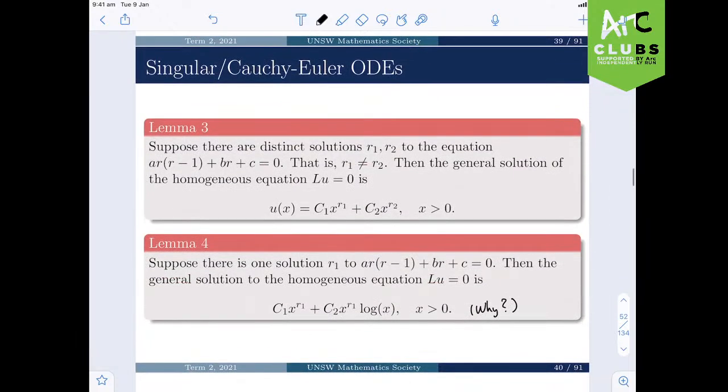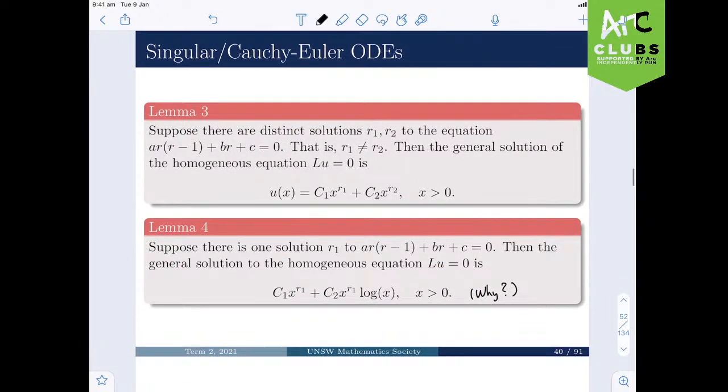So we have these lemmas. Suppose there are distinct solutions R1 and R2 to the indicial equation ar(r minus 1) plus br plus c equals 0. That is, R1 is not R2. Then the general solution of the homogeneous equation, Lu equals 0, is just a linear combination of x to the R1 and x to the R2, for x greater than 0. Now that's simple enough.